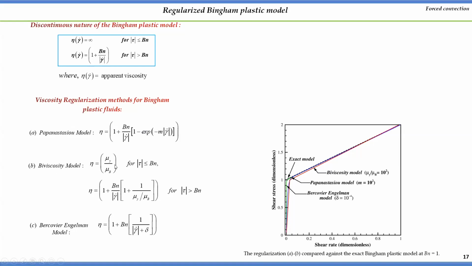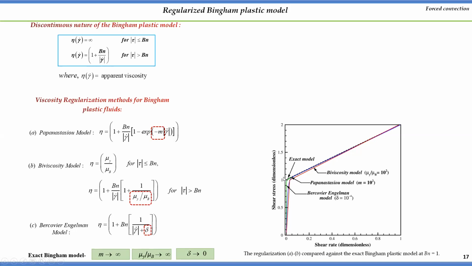In the biviscosity model, we have another parameter. We have a model where we substitute this bracket with the ratio of the yield stress viscosity to the Bingham plastic viscosity. When this ratio becomes very high, it approaches the ideal Bingham model. And in the Bercovier model, we modify the strain rate, that is the rate of deformation, by delta. When this delta value is very small, you can see that it approaches the exact Bingham model. So here we have schematically represented this model.